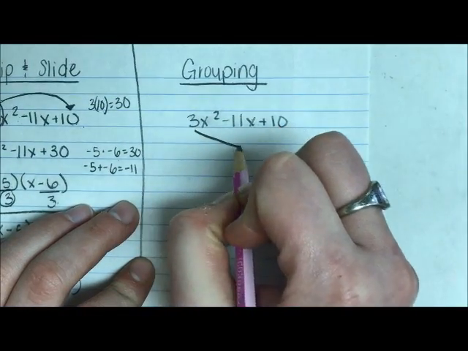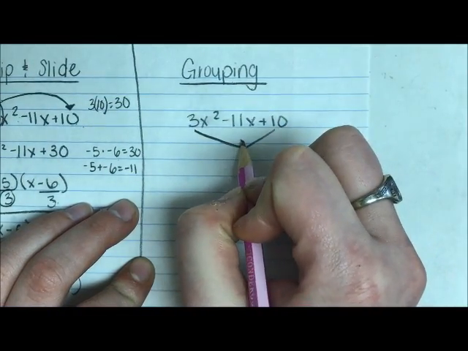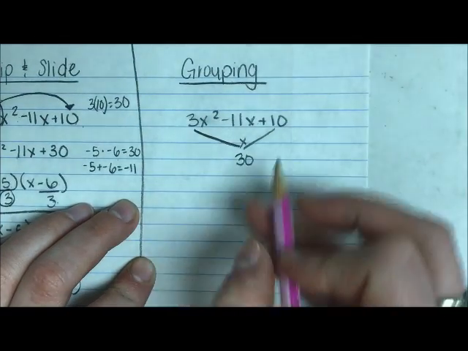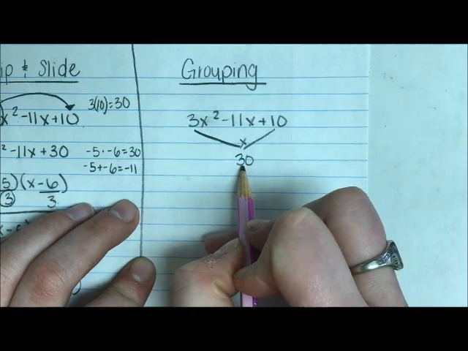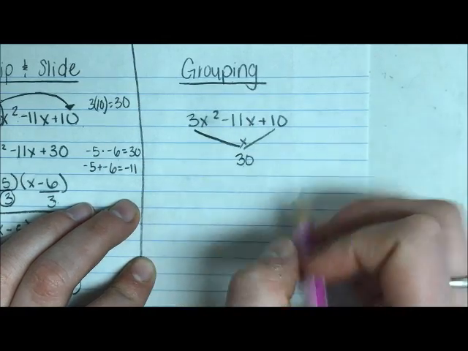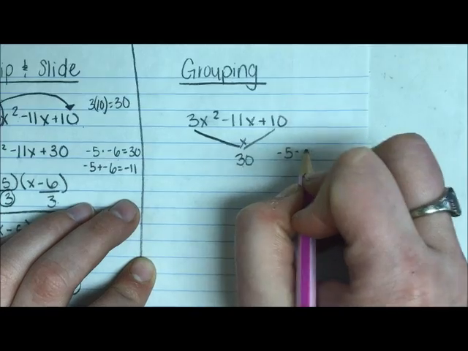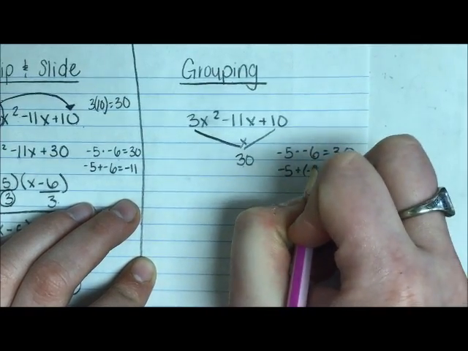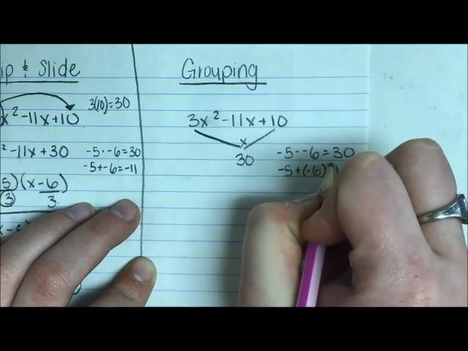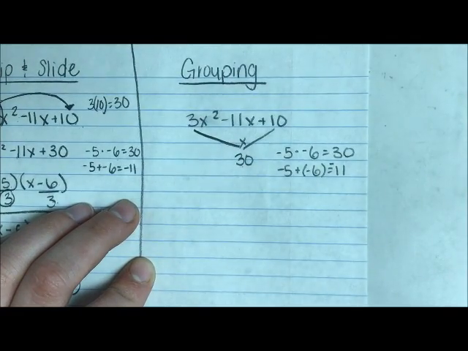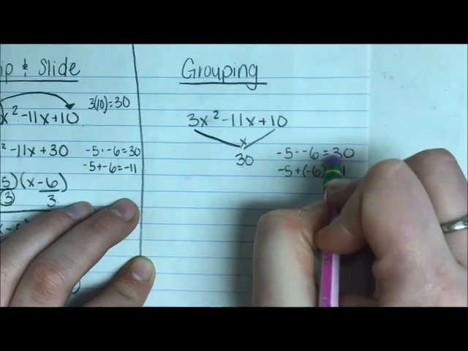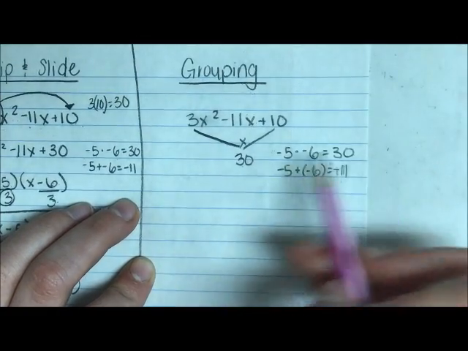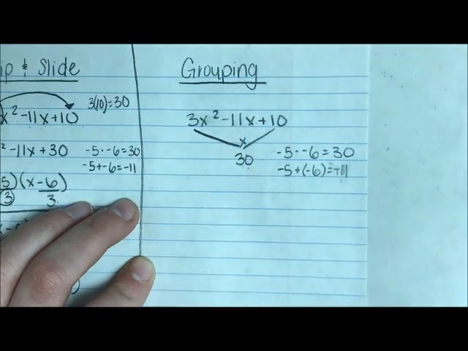I'm still going to take my a term and my c term, and multiply them together to get 30. I'm still going to figure out what multiplies to get 30 and adds to get negative 11. Those two terms are still -5 and -6. Okay, still -5 and -6. And you can't really see my negative there, hold on. Okay. Multiplies to get 30, adds to get -11.